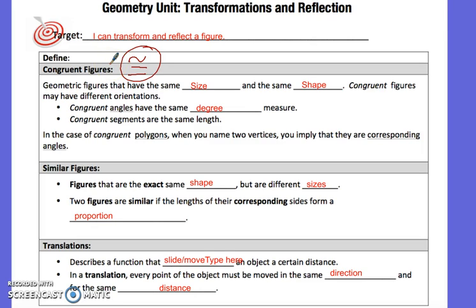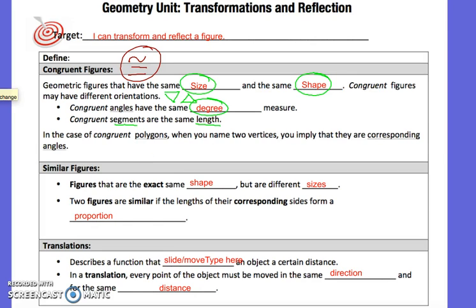But what it means to be congruent is that they are geometric figures that have the same size and the same shape. Congruent figures can have different orientations, which means it could be a triangle pointing down, it could be a triangle pointing up. Congruent angles have the same degree measure, and congruent segments are the same length. Congruent polygons can be any shape.